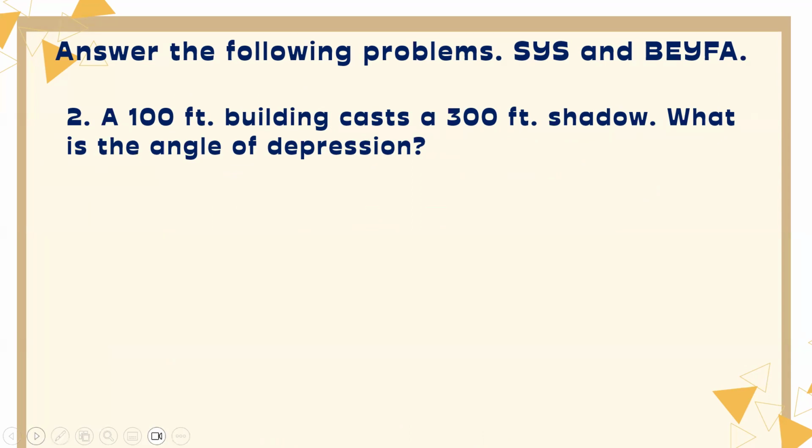Now our second problem is: a 100 feet building casts a 300 feet shadow. What is the angle of depression? So we need to determine the given information. We have a 100 feet building. It has a 300 feet shadow, and we are asked the angle of depression of the building.